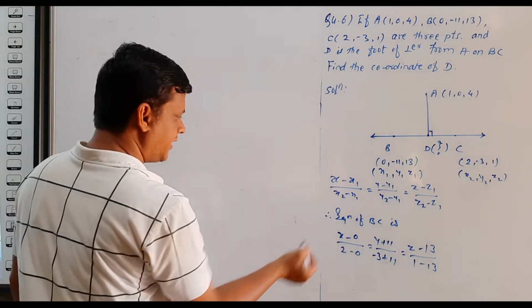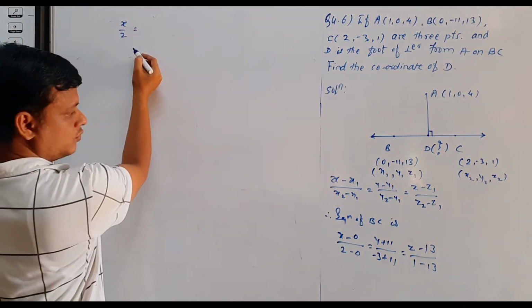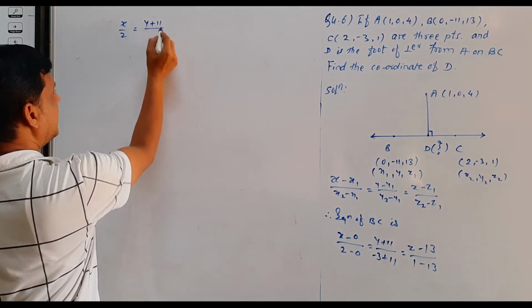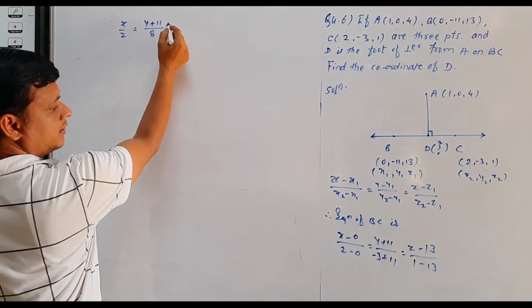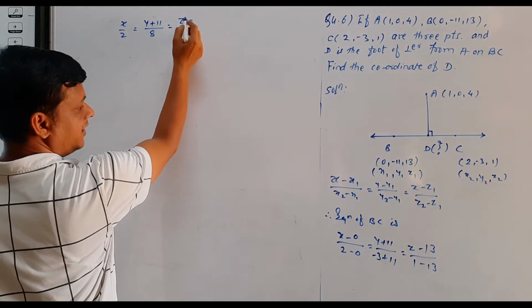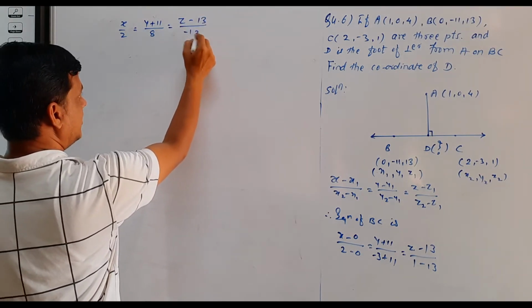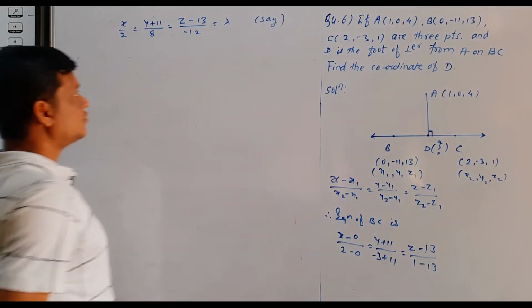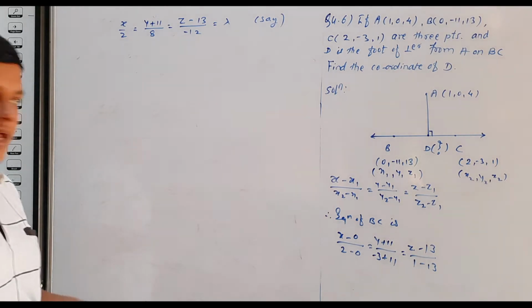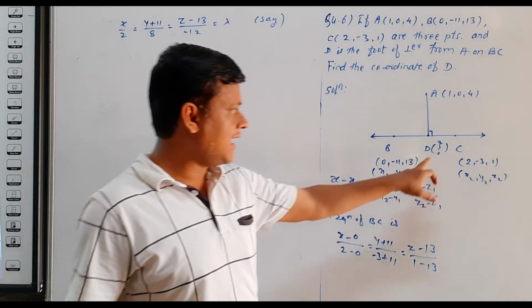So we can write this as x by 2 is equal to y plus 11 upon 8 is equal to z minus 13 upon minus 12. So we consider this as lambda. So from this we can find any point on this line, and that any point we consider as D.